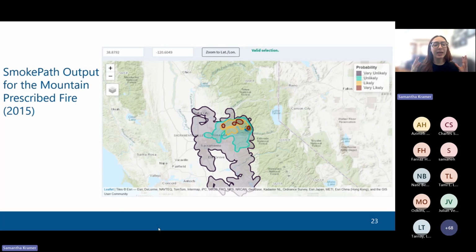Okay, so if we had only looked at 2015 for this 3-week period, you can see here there's a very unlikely scenario in which smoke does travel down towards the Central Valley, and there's some small pockets where smoke kind of gets funneled by the topography.